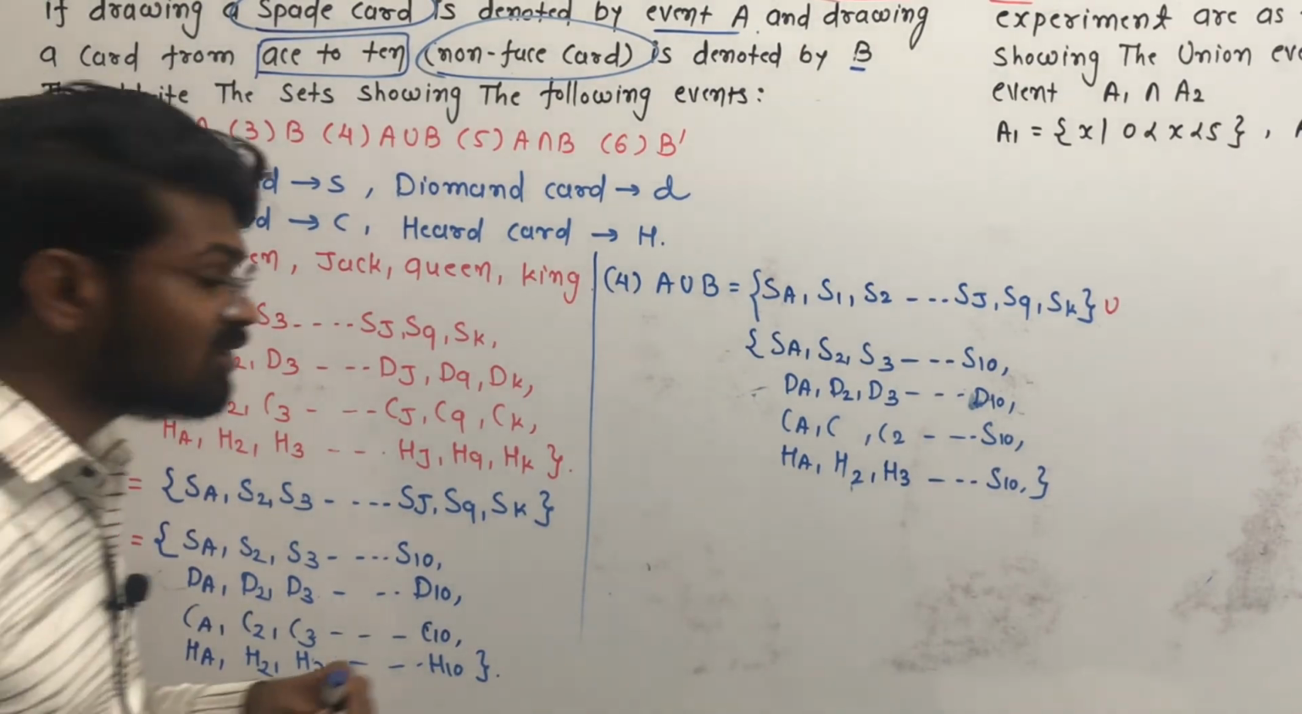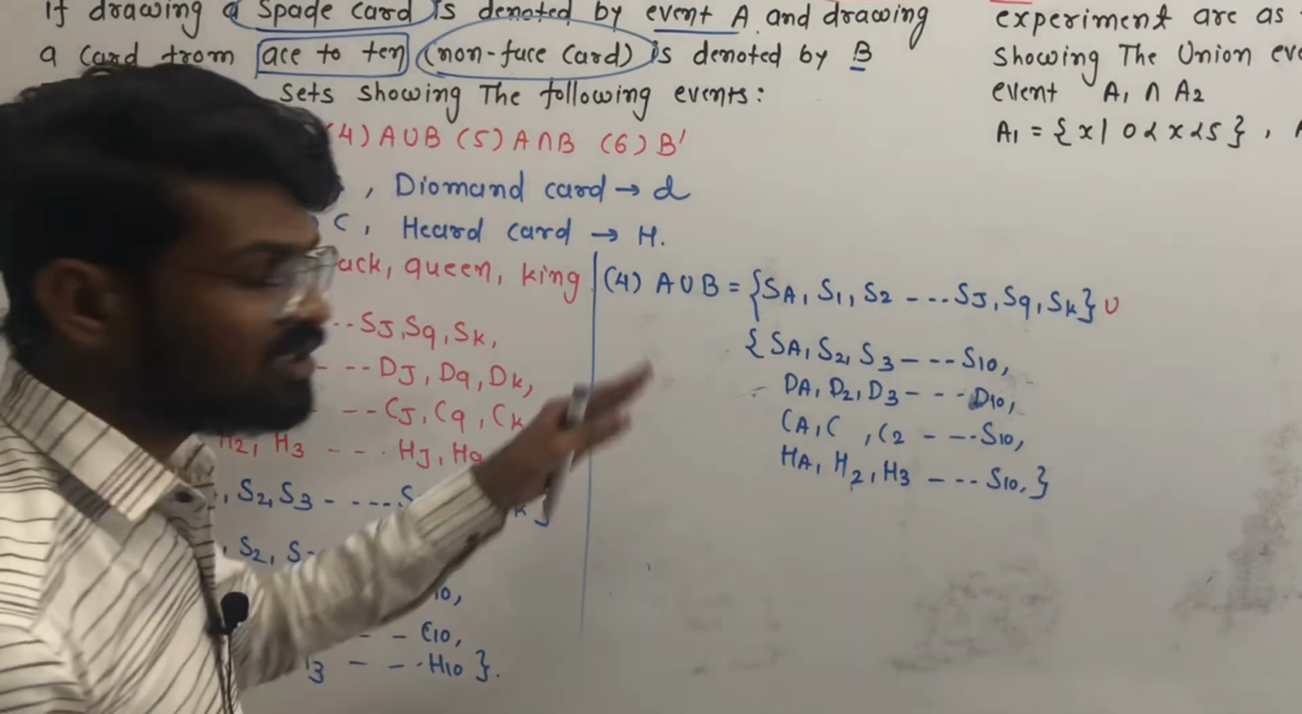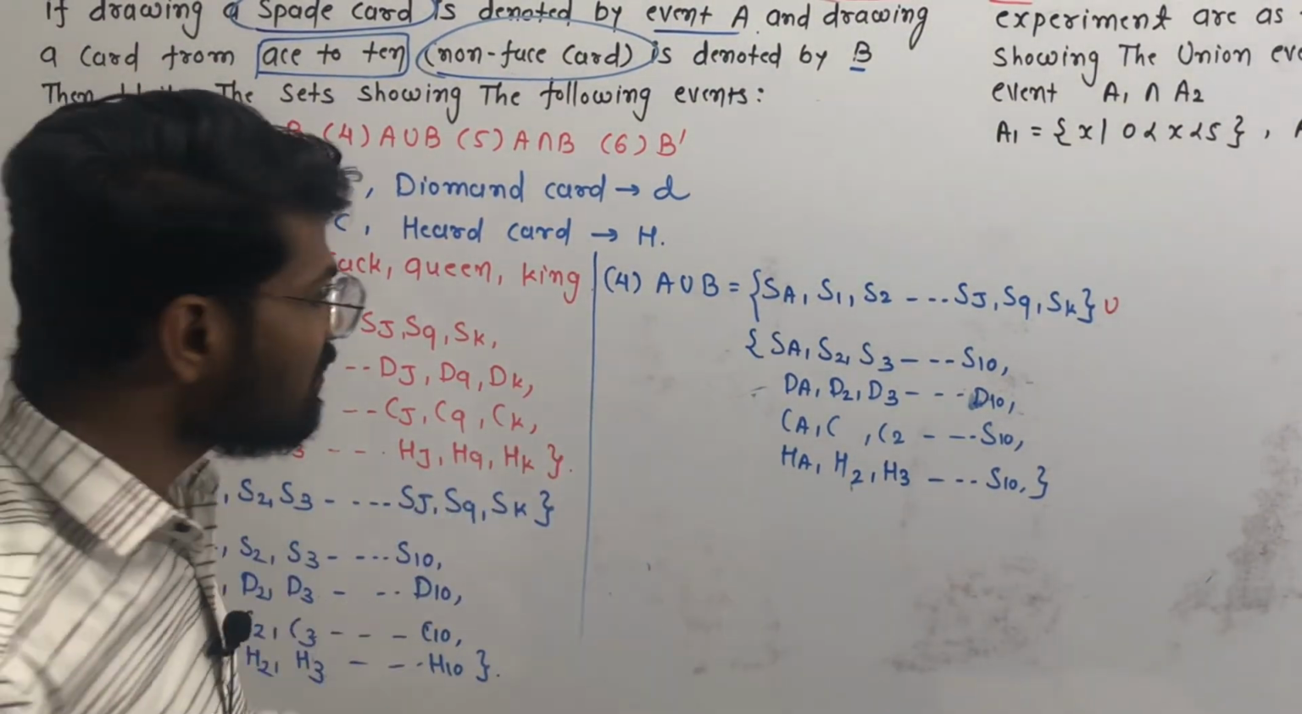Okay, now we have to find the intersection of events A and B. So what is the common element between the elements of event A and B?